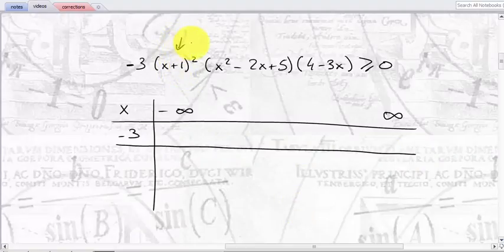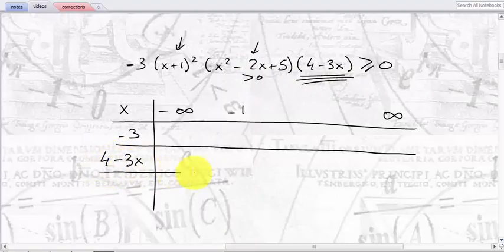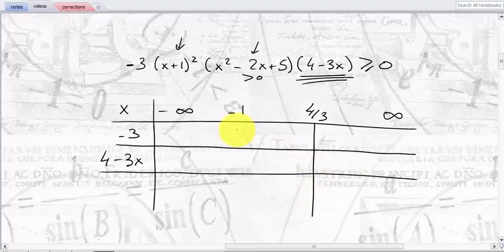I'm not going to write this one. I don't need to. It's always positive. I still need to write -1 here, right? This one is always positive. I don't need to write it, right? This is always positive. It doesn't have to go. So the only factor I have to write is 4 minus 3x. That's it. And 4 minus 3x changes its sign. It's equal to 0 when x is 4/3.